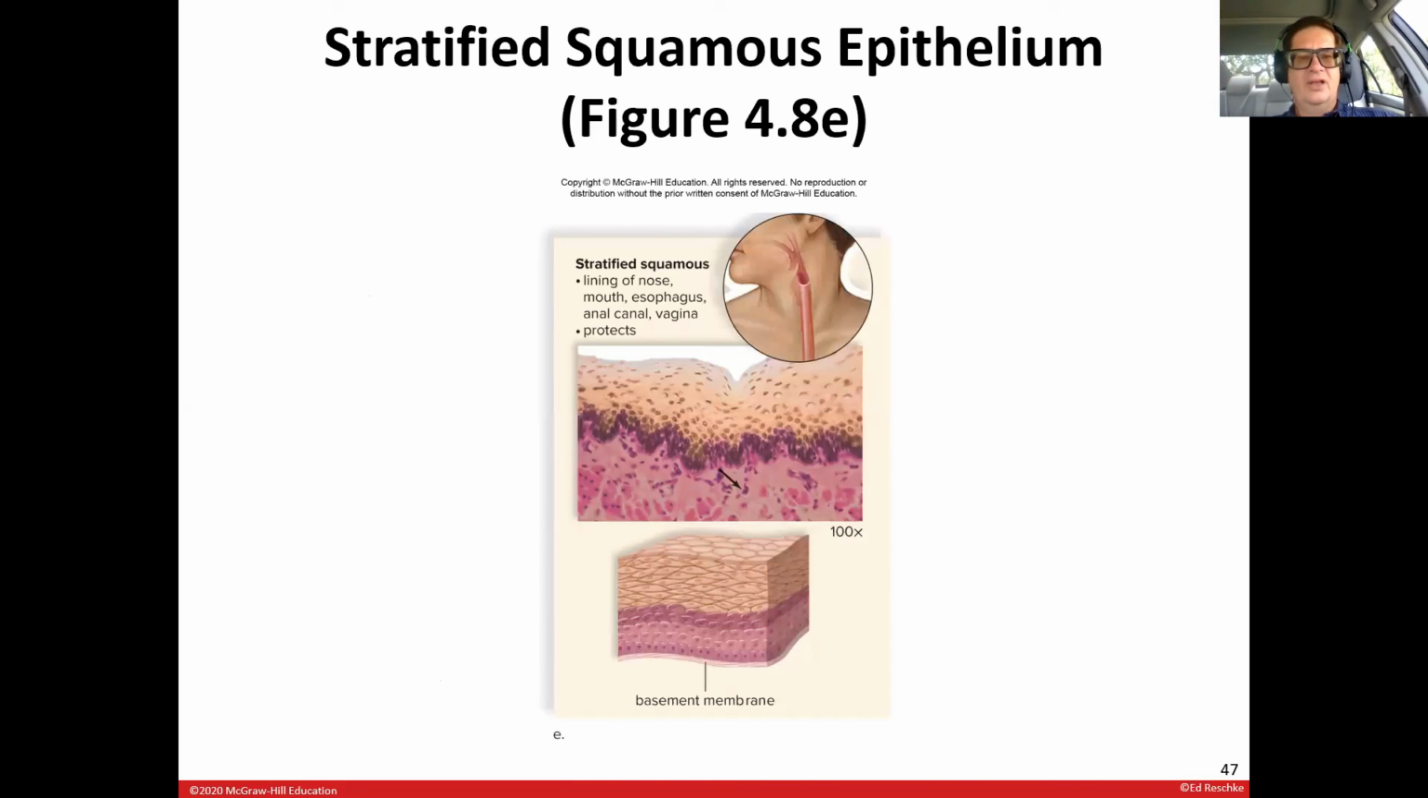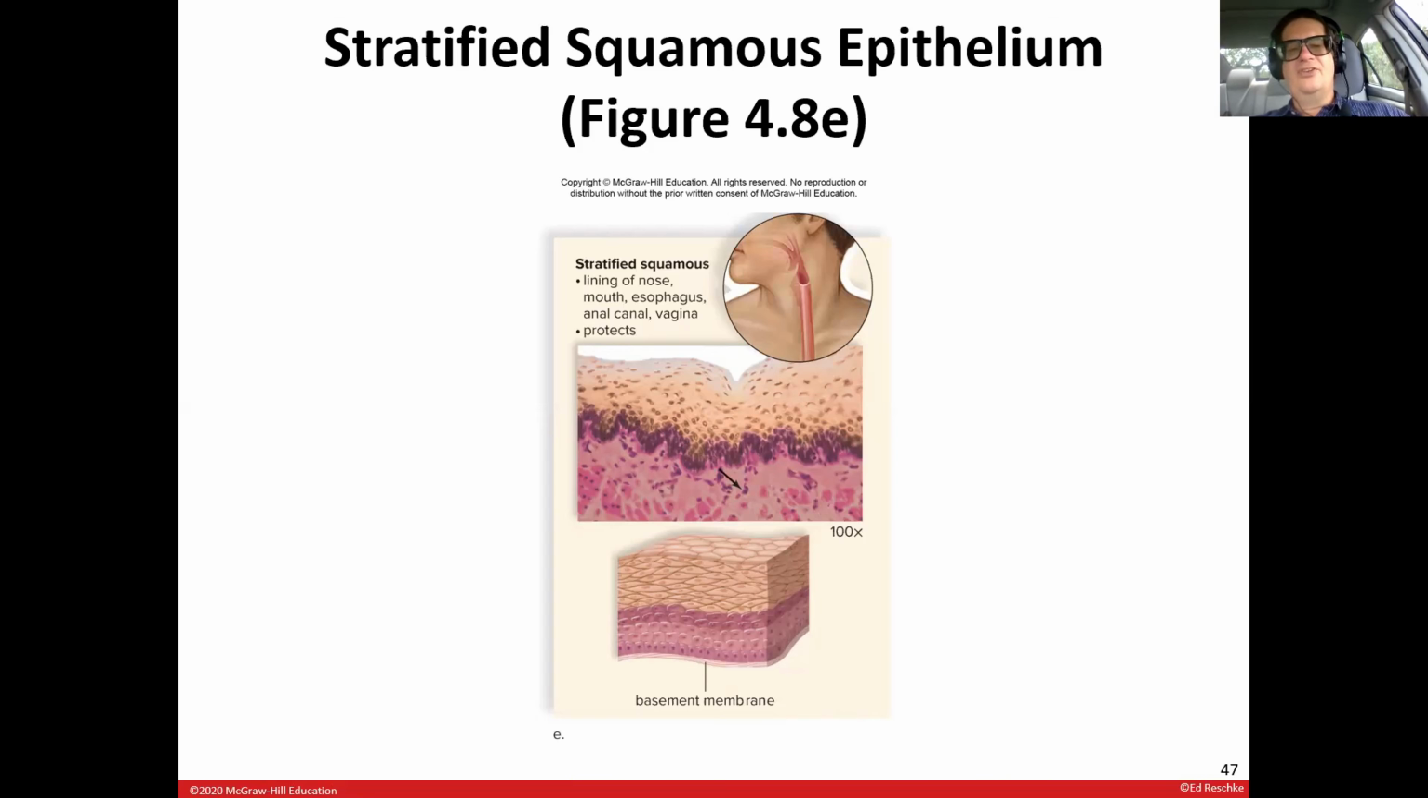All right. So stratified squamous, lining the nose, the mouth, the esophagus, the anal canal, the vagina. What? I thought it was for abrasion resistance. Yeah, it is. If you think of the anal canal, well, let's go through this. Lining of the nose. Well, you have things get in there you don't want. You might inhale a bug or something, but it's going to be tougher. So you have multiple layers. That's the one that seems a little iffy.